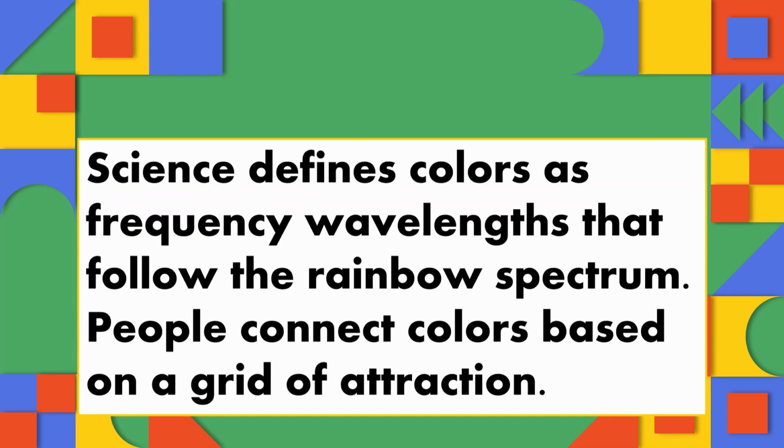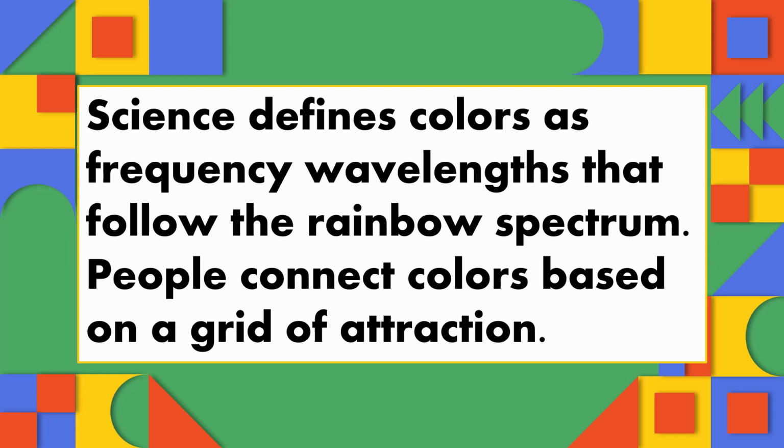Since we've already discussed the scientific terms for the definition of the white light or the visible light, science defines colors as frequency wavelengths that follow the rainbow spectrum. So, ang colors, we define that based on their frequencies and wavelengths in science. While some people connect the colors based on a grid of attraction or based on their emotions. So, sometimes we use the color to express our emotions.